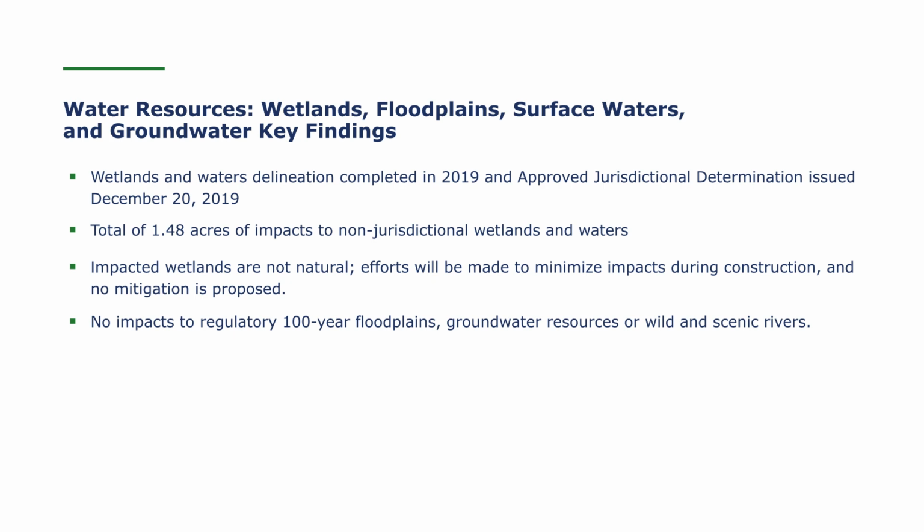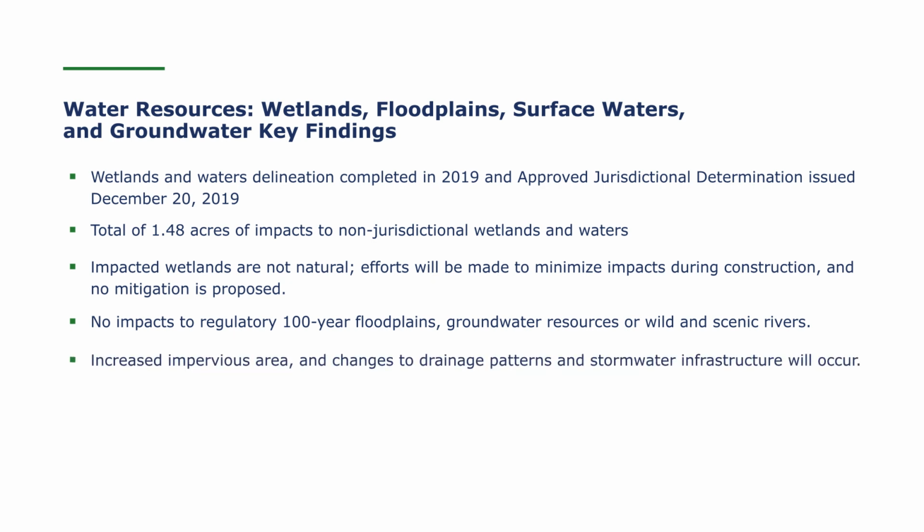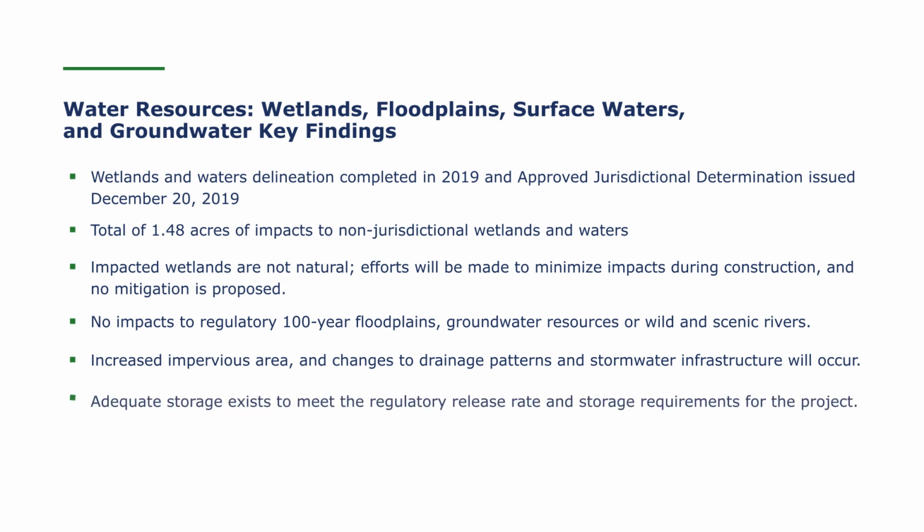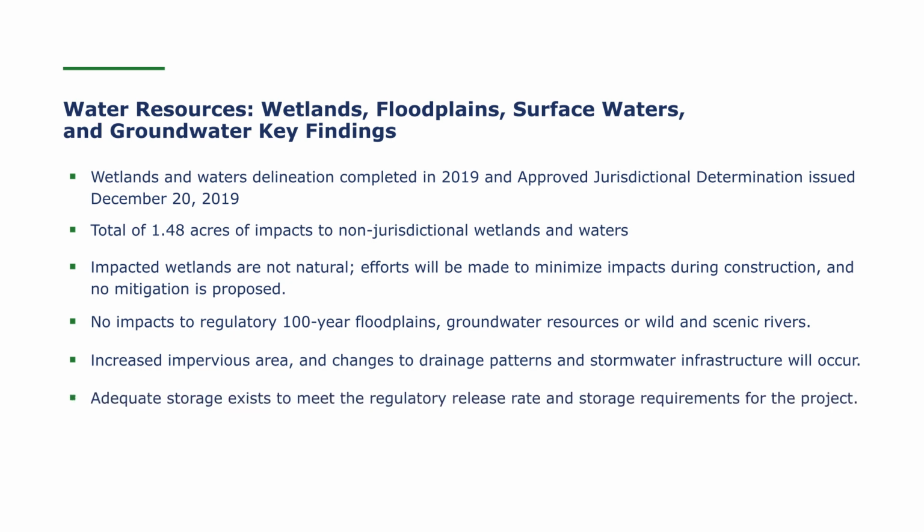In addition, the proposed action alternative would not have the potential to adversely affect groundwater or wild and scenic rivers. Finally, the proposed action alternative would result in increased impervious surface areas and changes to drainage and stormwater infrastructure, but the analysis found that adequate storage exists to meet the release rate and storage requirements of the project. Potential impacts to water resources would not be significant.